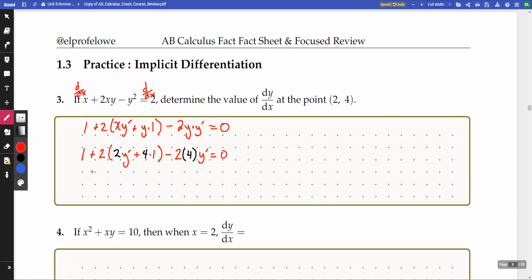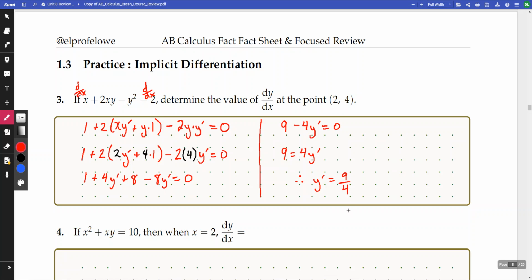So if I make these manipulations, do a little bit of work, I've got 1 plus 4y prime plus 8 minus 8y prime is equal to 0. Continuing with the work, that would be 9 minus 4y prime is equal to 0. So therefore 9 is equal to 4y prime. And that would mean that y prime is going to be 9/4. So I have the value of y prime, and if I wanted to determine an equation for the tangent line, I would be able to do so.